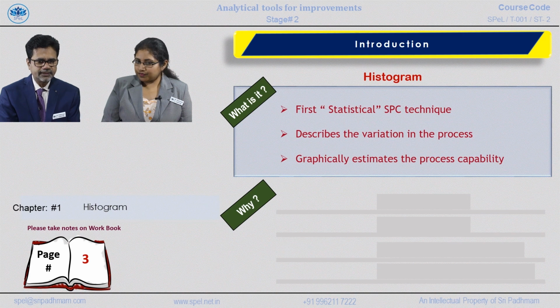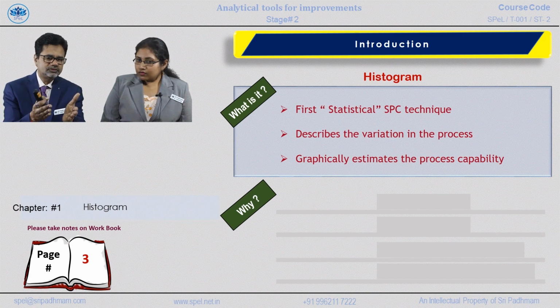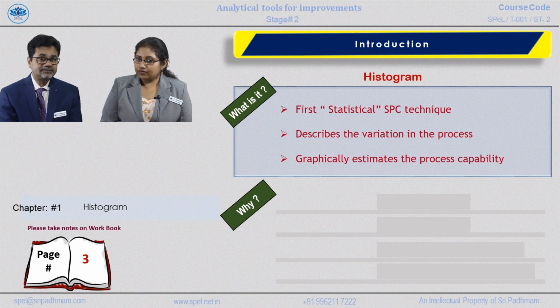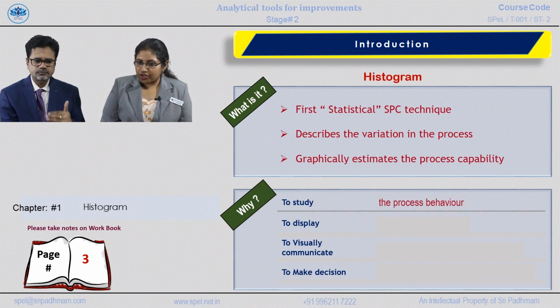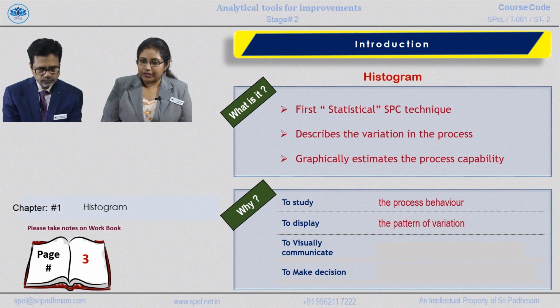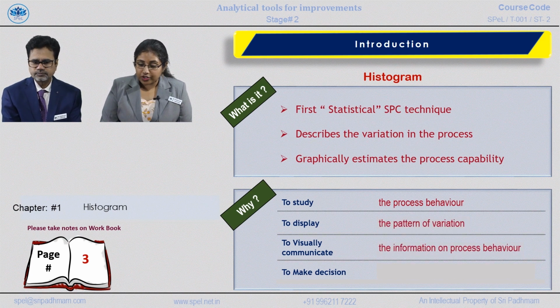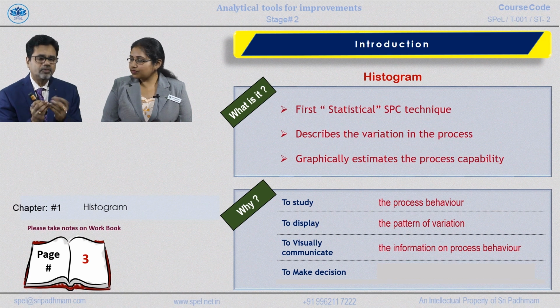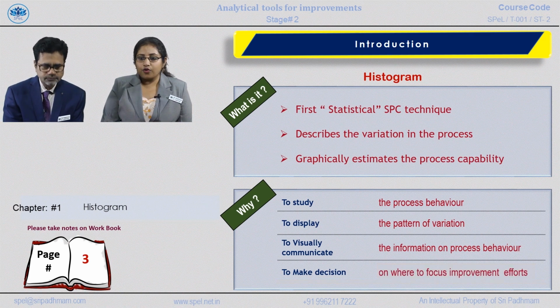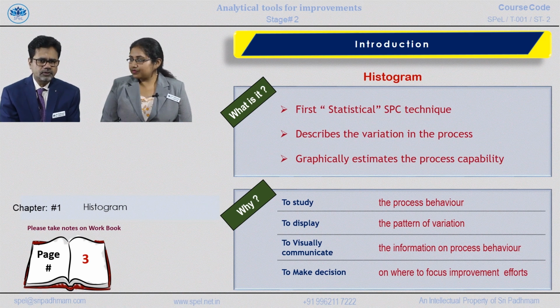Variation is the biggest challenge, and one can understand the variation pattern using histogram. So process capability, Cpk, can be analyzed through histogram. Purpose: to study, to display, to visually communicate, to make decisions. To study what? The process behavior, how the process has behaved. To display the pattern of variation. To visually communicate the information on process behavior. Instead of talking in too many words, with the graph one can easily understand visually. Finally, to make decisions on where to focus improvement efforts. So we can decide the improvements, where to focus and how to go about it, through histogram.